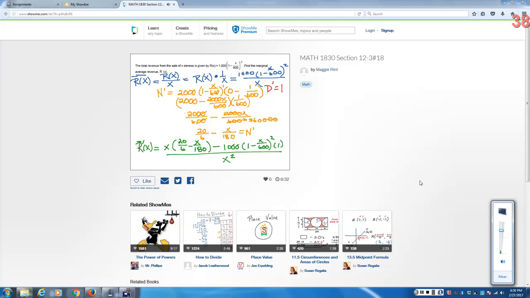And while we can simplify that and clean it up quite a bit, at this point we can also leave it just like it is. If we were given a number to plug into it, we would simply plug in that number at this point. So remember, the key to this problem is when it asks for marginal, there is going to be a derivative involved, but the derivative is of the average cost, revenue, profit, whatever, which means you first have to take that function and divide it by x.